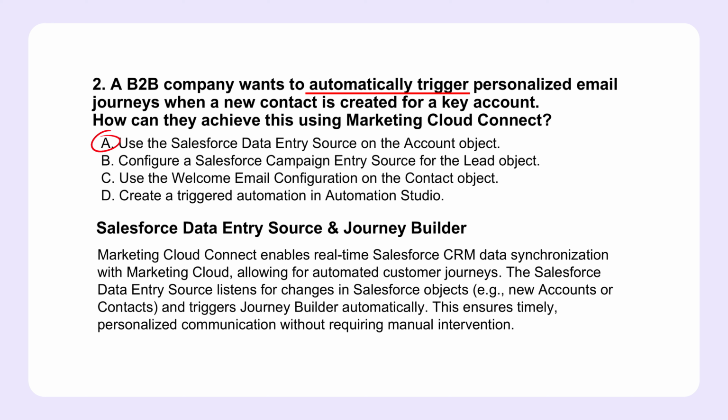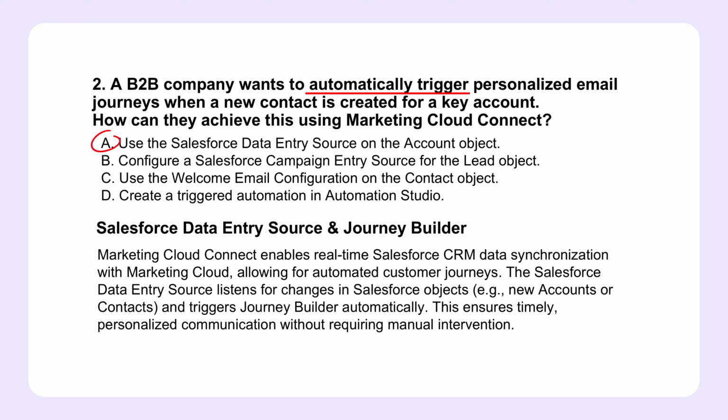How does listening to the account object actually make that happen? Well, basically what it does is it lets you kick off a journey in Marketing Cloud based on something that happens over in Salesforce. And in this specific case, that something is the creation of a new contact record that's associated with a specific account. So when a new contact gets added to one of those designated key accounts in Salesforce, that triggers the journey, and the new contact gets automatically enrolled and starts receiving those personalized emails.